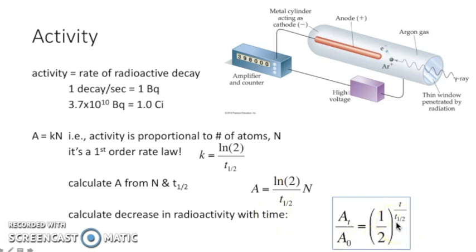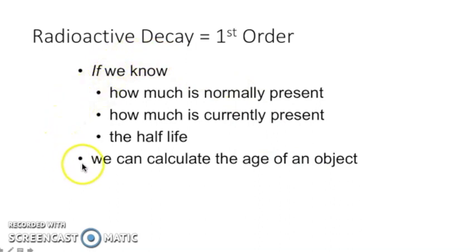So this equation is useful to us. We can use activities here. You can also do it with numbers of atoms directly if you wanted to do that. Basically, what are we going to use this for? If we know how much normally is there, how much is there now, and the half-life, we can figure out how old something is. And likewise, if we know any 3 of these 4 things, we can find the 4th.